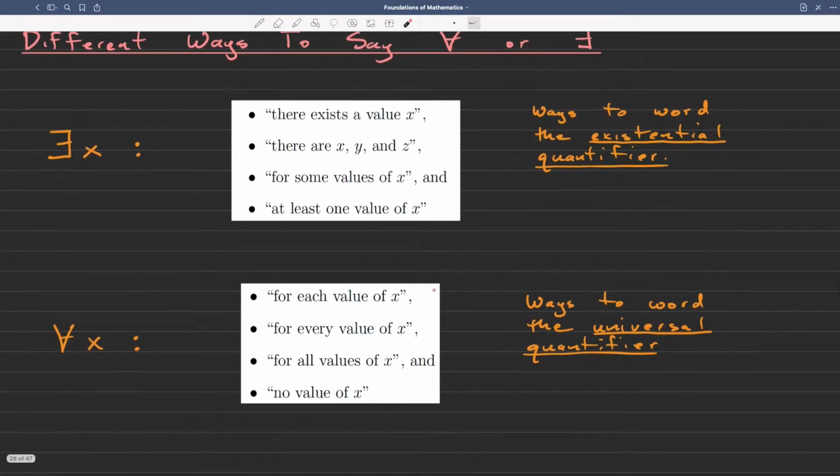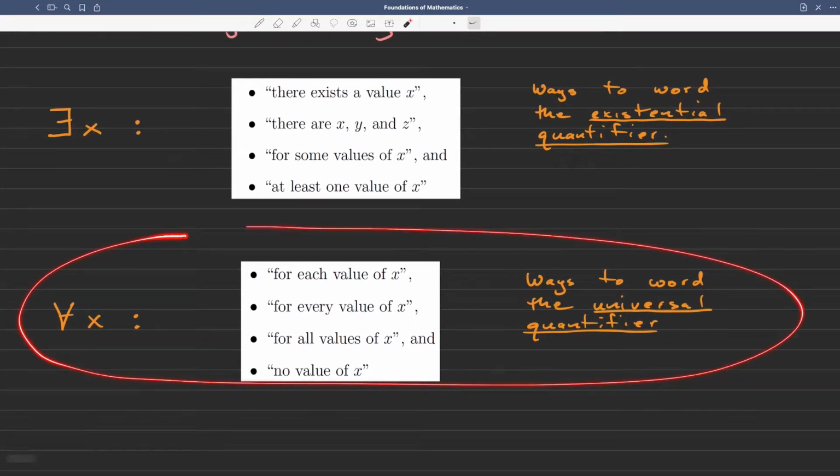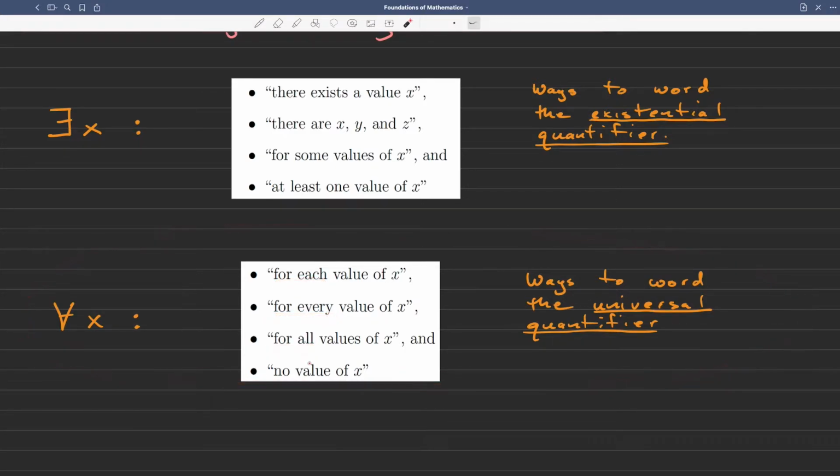We can also word the universal quantifier in a lot of different ways. We can say "for each," we can say "for every," we can say "for all," and sometimes we even say it in a sort of negative form.